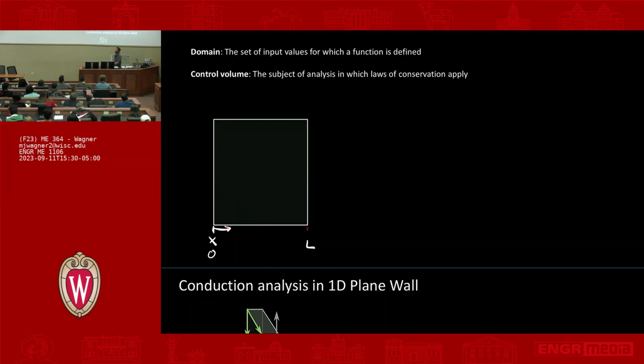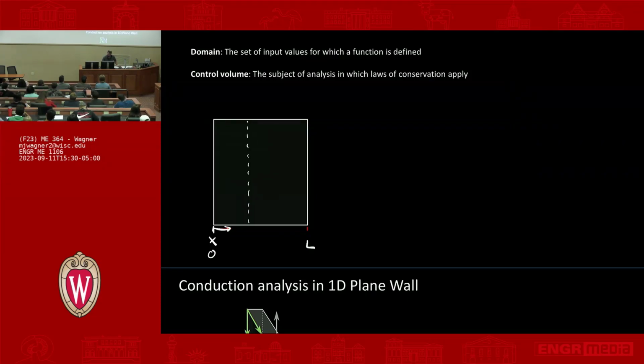A control volume is different, right? If I were to draw a control volume for a conduction problem, how would I draw it? So stop and think for a second. If I have to draw a control volume on this, how am I going to draw it? There's a bunch of ways you could think to maybe do that. Turns out we're going to draw it like this.